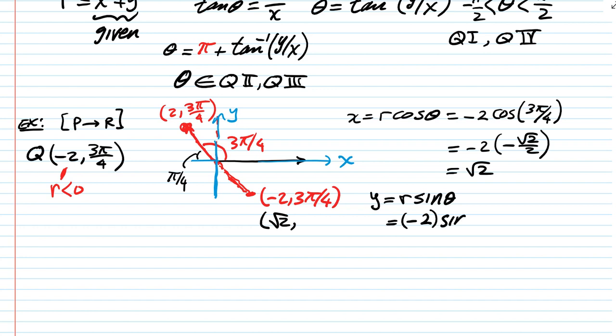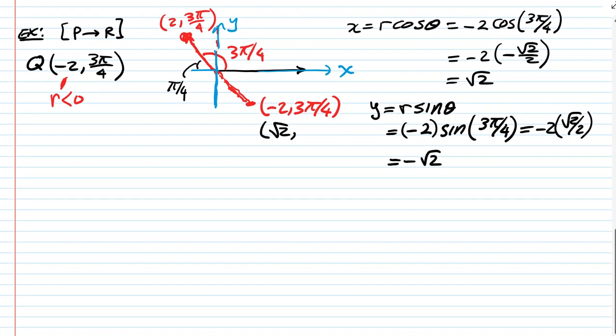And sine theta, that is sine of 3 pi over 4. And in the second quadrant, sine is positive, so it's -2 times √2 over 2. And that's going to be just negative square root of 2. So we see how y turned out to be negative. And again, it makes sense because I'm in the fourth quadrant. Here's the point, and the answer is √2 comma -√2.